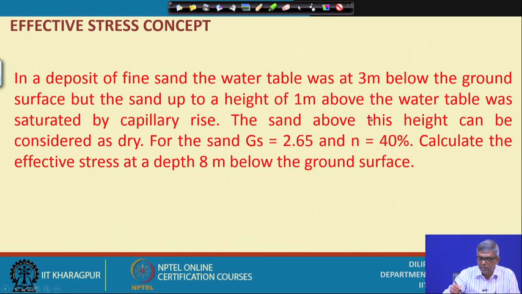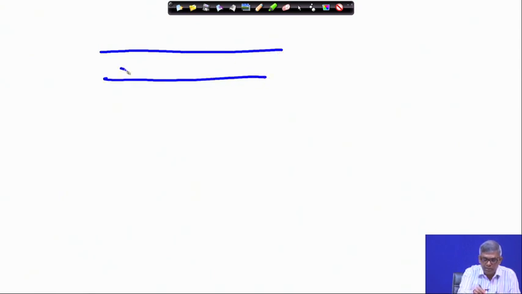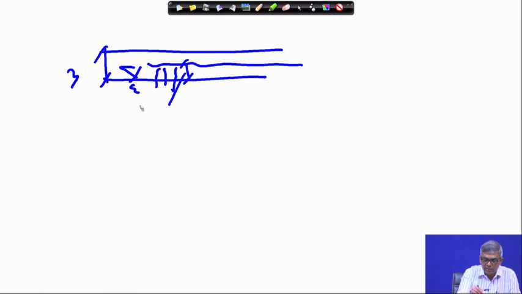So, the sand layer is not that; the water table was below 3 meter. Okay. Water table was somewhere here, and then later on by capillary rise it got saturated. So, this one is 3 meter and this one is 1 meter, and n is given equal to 0.4.